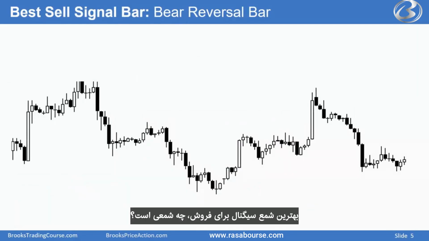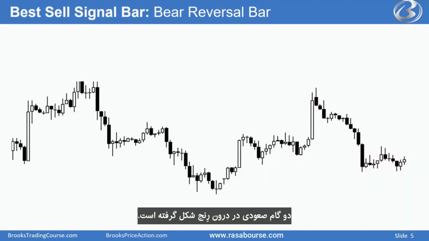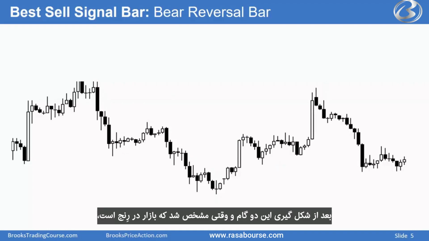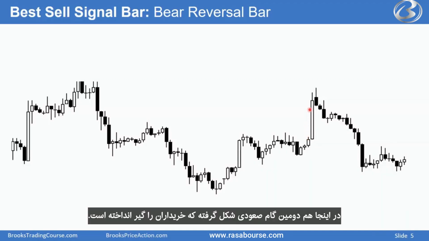The best sell signal bar? Well, it's a bear reversal bar. Here, we have a bear trend. Now we have a bull trend, but we have a buy climax and a double top, slightly lower high. Two legs up in a trading range. We have two legs up, one pullback, two legs down, one pullback, two legs up, one pullback. And after two legs in a market that looks like it's in a trading range, traders start looking for reversals. And here we have a second leg trap.